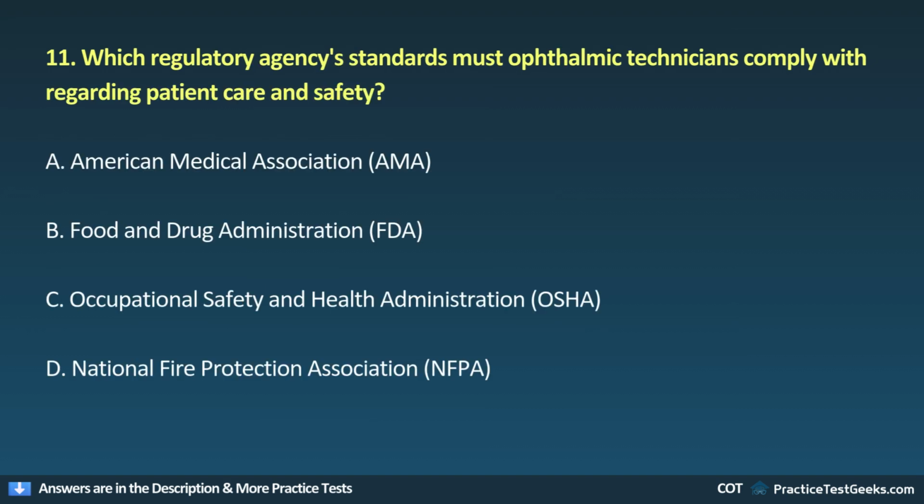11. Which regulatory agency standards must ophthalmic technicians comply with regarding patient care and safety? A. American Medical Association, AMA. B. Food and Drug Administration, FDA. C. Occupational Safety and Health Administration, OSHA. D. National Fire Protection Association, NFPA.